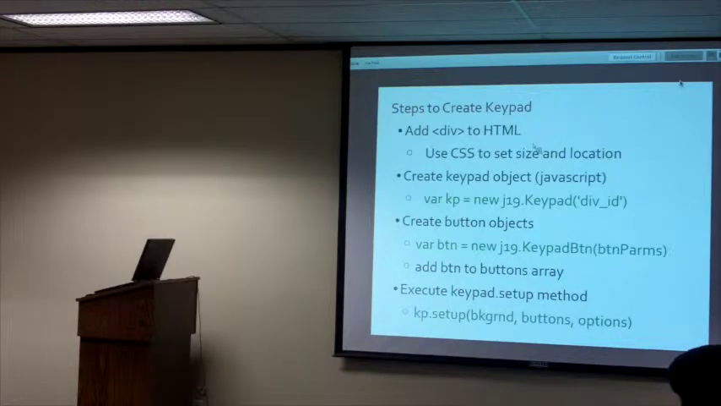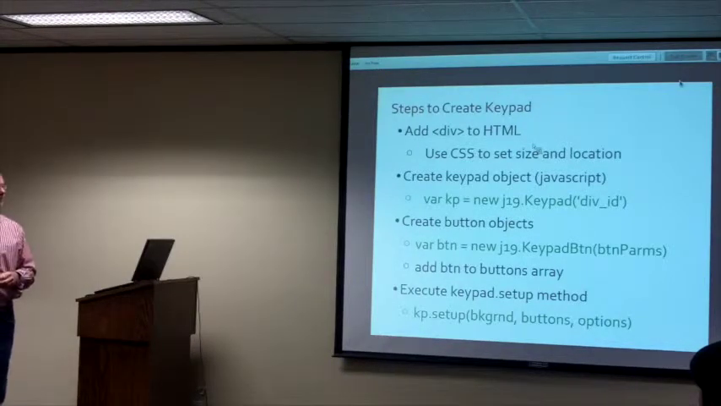Then you're going to create your button objects, and then there's the line of code to do that. The new J19 keypad button. The button params is a fairly long object literal, and I'm going to show you one in a minute, that specifies exactly how you want that button to look. And then we're going to put all of those button objects into an array. And then the last step is to execute the Keypad Setup method.